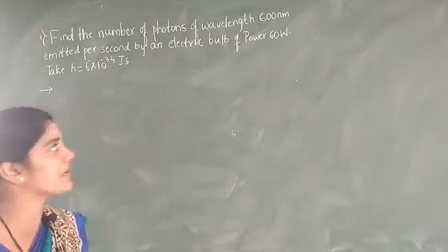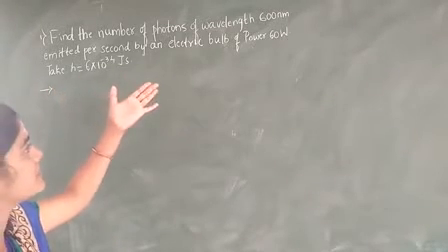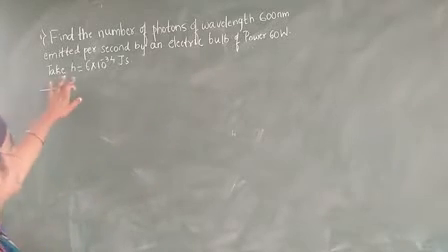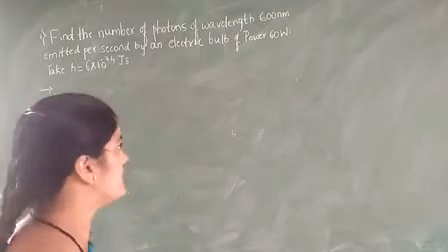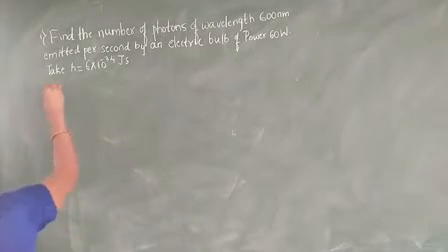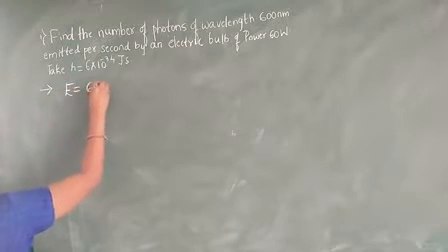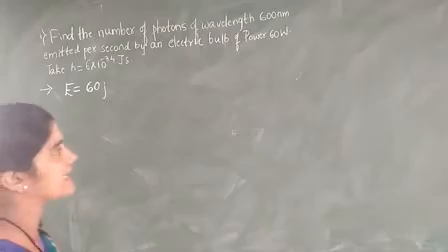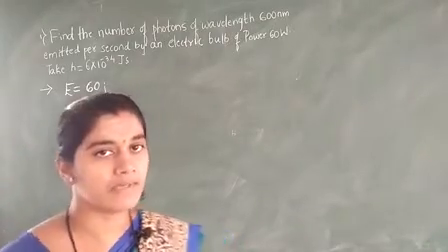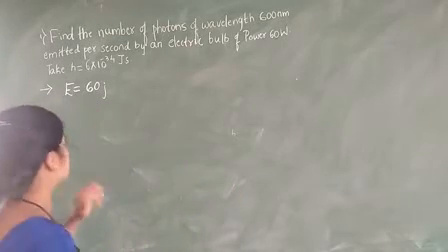And they have given that wavelength lambda is equal to 600 nanometer, the power is equal to 60 watt, and h is equal to 6 into 10 raised to minus 34 joule second. Now first we have to write the given terms. Let us consider E is equal to 60 joule. Now let us consider the energy emitted by the bulb. Here the energy emitted by the bulb, E, is equal to 60 joule.